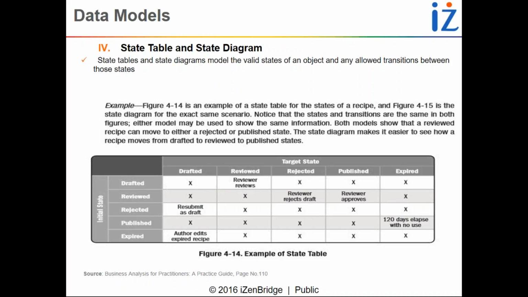So here we can see, when it is drafted, reviewing is not applicable. The reviewer reviews it, and drafting is not applicable. When it is in drafted state, it is not applicable. Expired is also not applicable. When it is reviewed, then it may be rejected or it may be published. When it is rejected, it is resubmitted as a draft. It moves back to the draft, and if it is published, then after 120 days it is expired. And when it is expired, author edits the expired recipe.